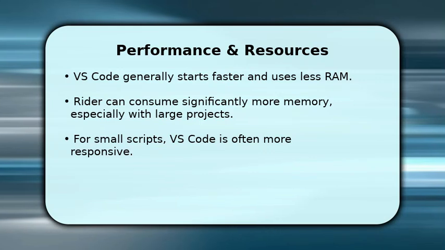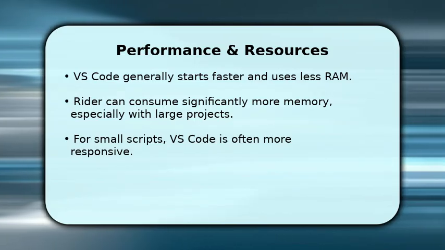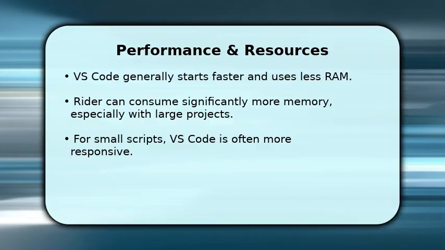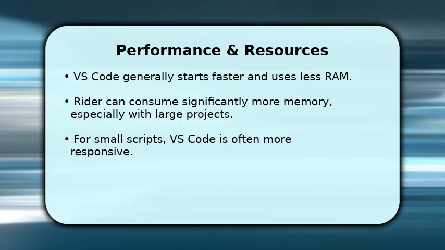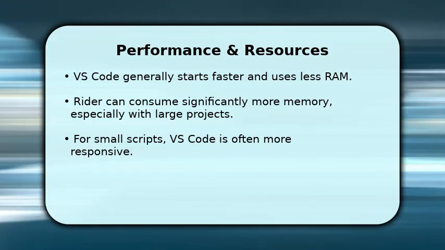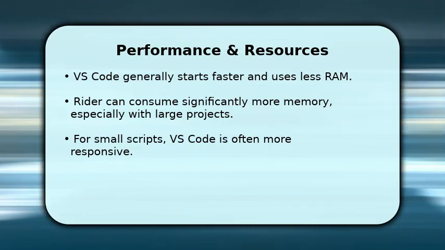When it comes to performance, VS Code typically boasts quicker startup times and a lighter memory footprint. It's an excellent choice for quick edits or smaller projects, often using hundreds of megabytes of RAM. Rider, being a full IDE, can demand significantly more system resources, sometimes consuming several gigabytes of memory, particularly with complex solutions. This difference is crucial for developers working on less powerful machines or needing instant responsiveness.